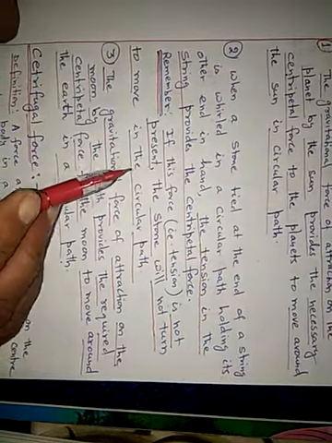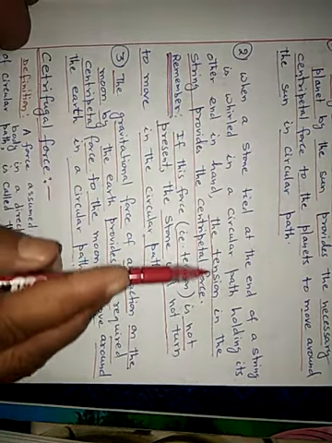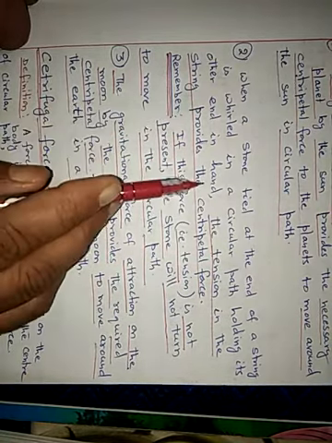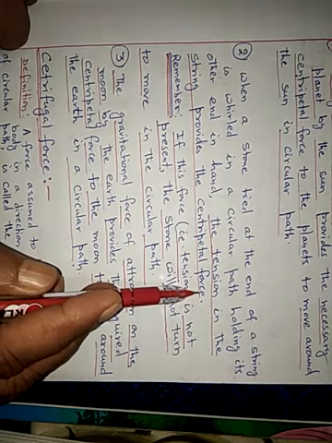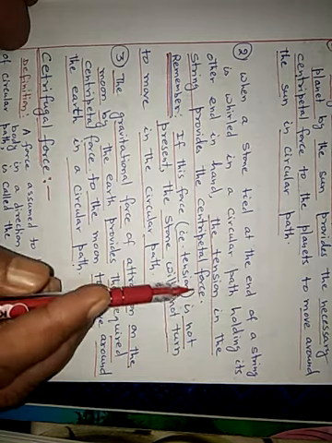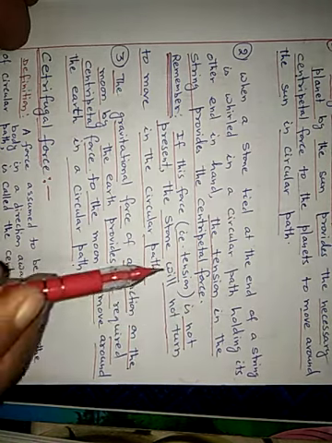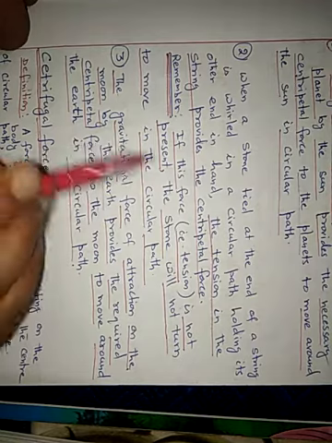Then again, take another example. When a stone tied at the end of a string is reeled in a circular path, holding its other end in hand, the tension in the string provides the centripetal force. If you take a stone, tie it with a string, hold the free end of the string and start rotating the stone, you will find that tension is created in the string, and that tension actually provides the centripetal force to make the stone move around in a circular path.